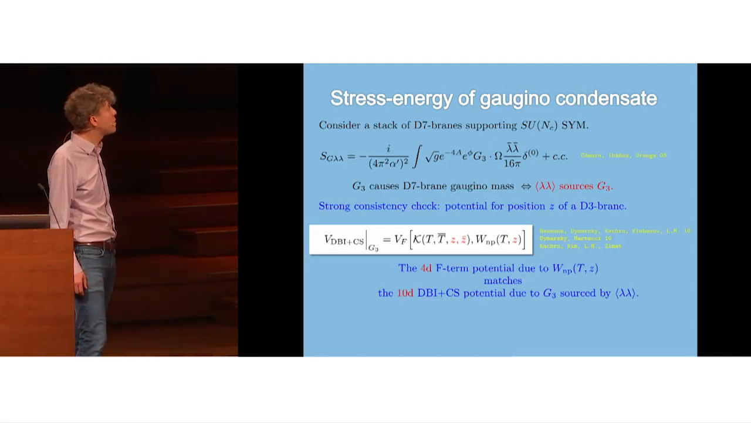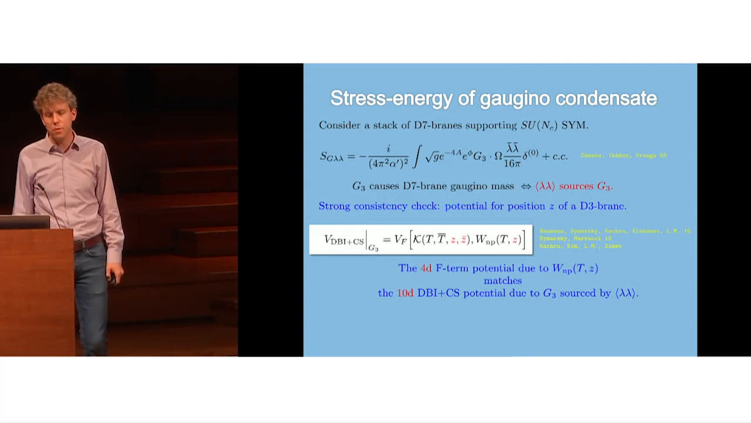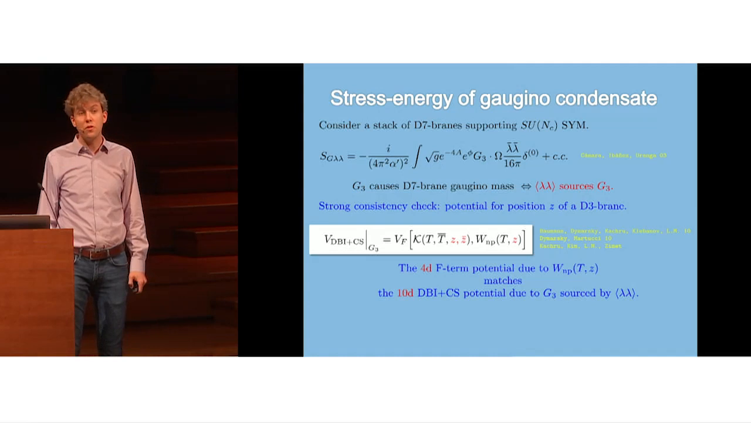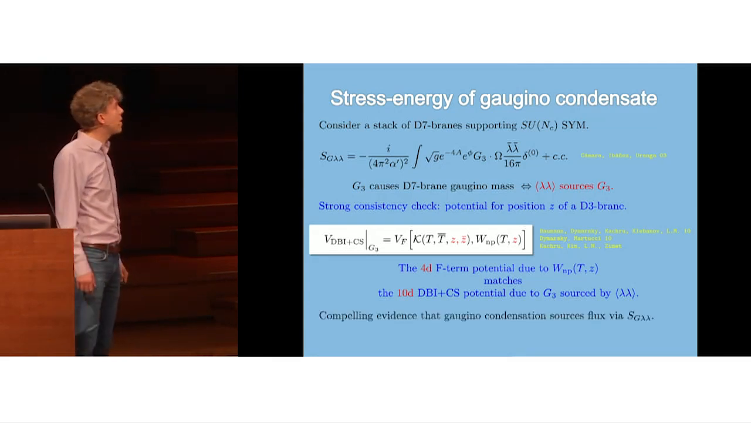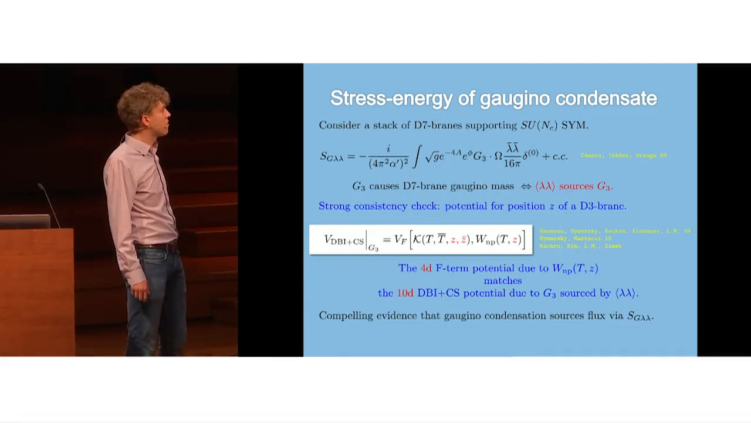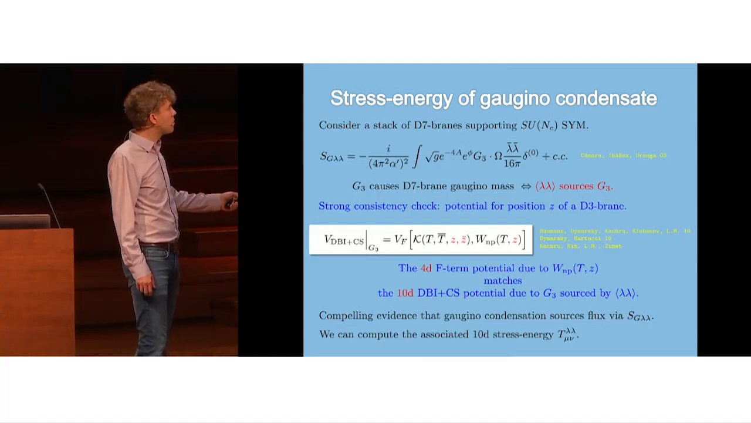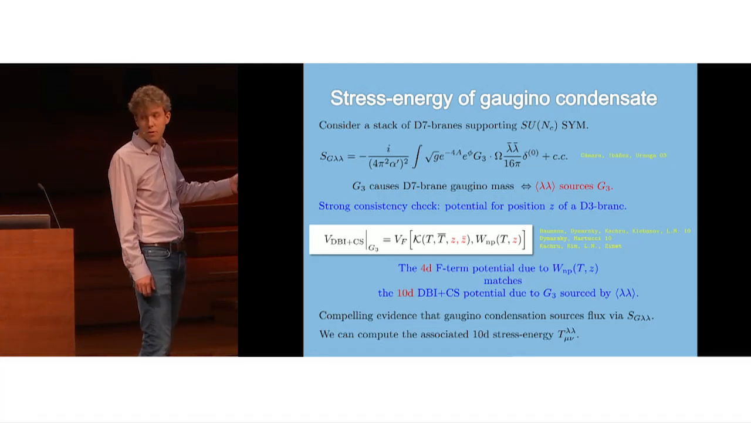Namely, there's a perfect match between the four-dimensional F-term potential from the non-perturbative superpotential and the 10-dimensional DBI plus Chern-Simons potential due to the G3 flux. In sum, this is pretty compelling evidence that there's some meaning to viewing the gaugino condensate as sourcing flux. Now, what we wanted to do, though, was to compute the stress energy associated with the gaugino condensate, not compute the potential for a probe D3 brane's motion.